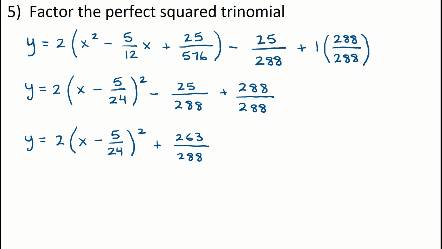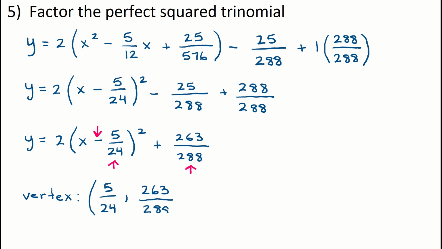So what does that tell us about our vertex? Because now we have this in vertex form. Our vertex is from this number as well as this number. So the x-coordinate of my vertex is positive 5 over 24. Remember, it's the opposite of the sign you see here. So if you see a negative there, it's a positive in your vertex coordinate. And your y-coordinate is 263 over 288. And that is your final answer.